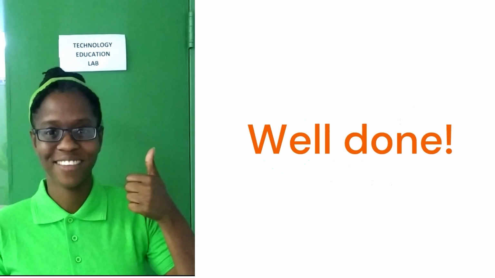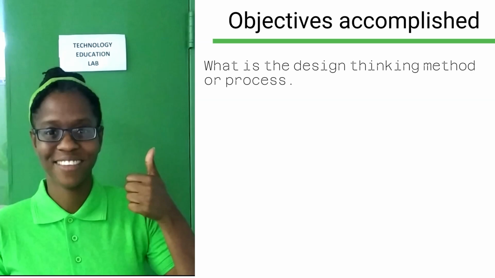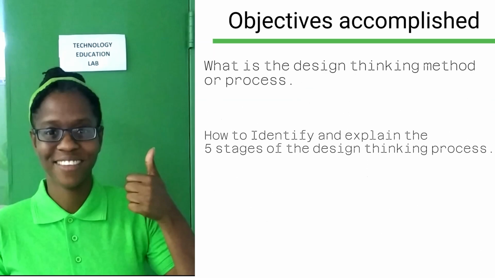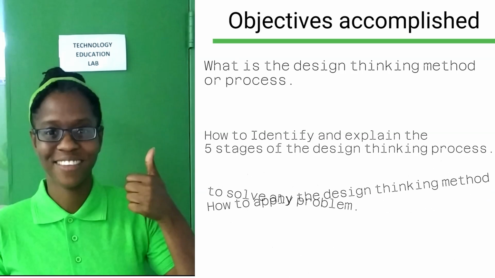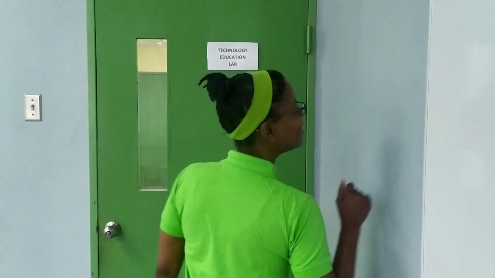Well done, Agri-Lady and the designing team. The objectives were accomplished. In today's session, we have learned what the design thinking method or process is, how to identify and explain the 5 stages of the design thinking method, and how to apply the design thinking method to solve any problem, using Farmer Browne's issue as an example. So, until another problem arises, keep designing. Bye!